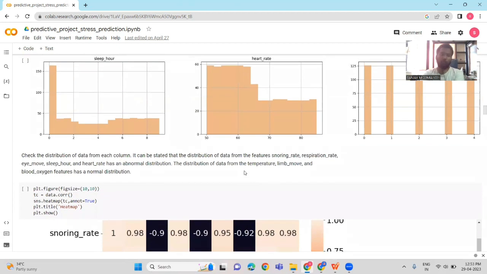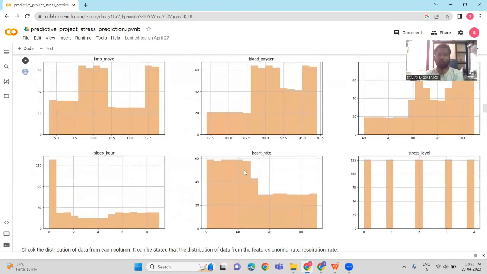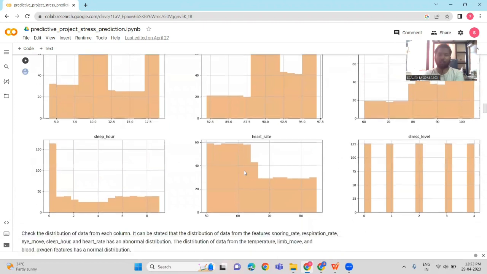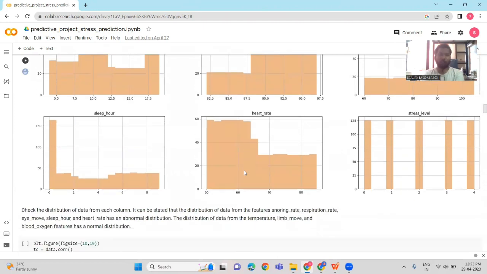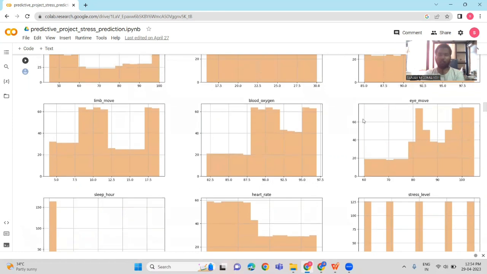Checking the distribution of data of each column, it can be stated that the distribution of snoring rate, respiration rate, eye movement, sleeping rate, heart rate, and stress level is not normal. The data from temperature, lip movement, and body oxygen level have normal distributions, as we can see here.